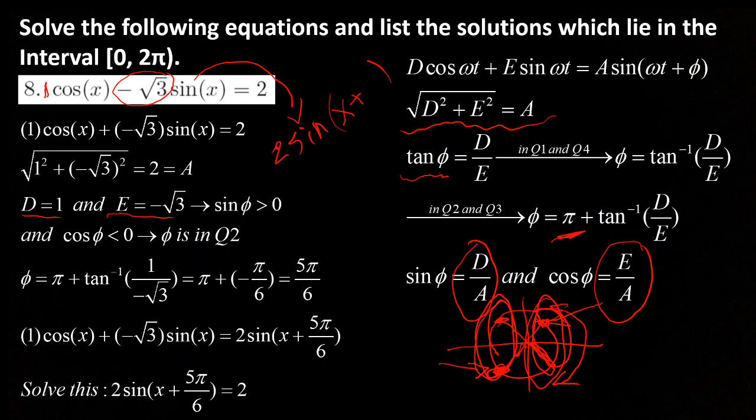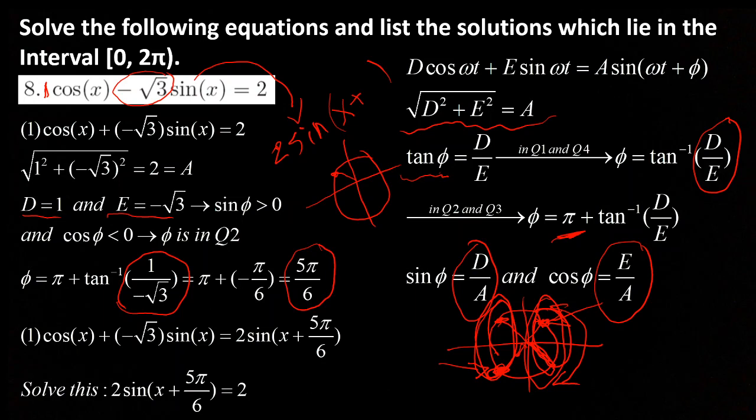In what quadrant is cosine negative and sine positive? Over here, second quadrant. So we are in the second quadrant. That means we have to find tangent inverse and add pi to it to get the correct phi. So phi is going to be pi plus tangent inverse of d over e, which is that right there. So we get 5 pi over 6.